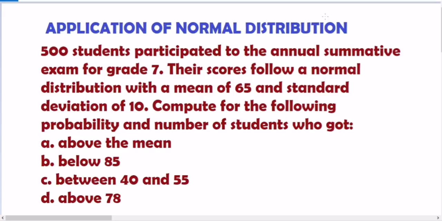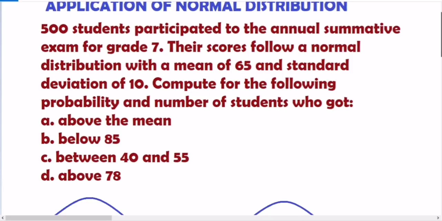For today's video, we will be discussing the application of normal distribution. So I prepared one problem here. We have 500 students who participated in the annual summative exam for grade 7. Their scores follow a normal distribution with a mean of 65 and standard deviation of 10. Compute the following probability and number of students who got A, above the mean; B, below 85; C, between 40 and 55; and D, above 78. So ito yung mga dapat natin makompute, yung probability tsaka yung number of students.